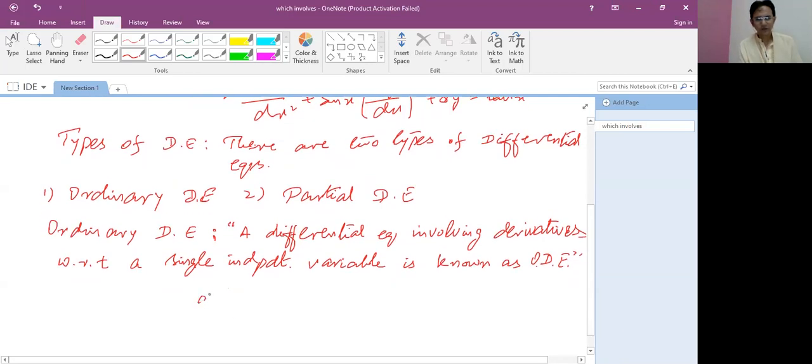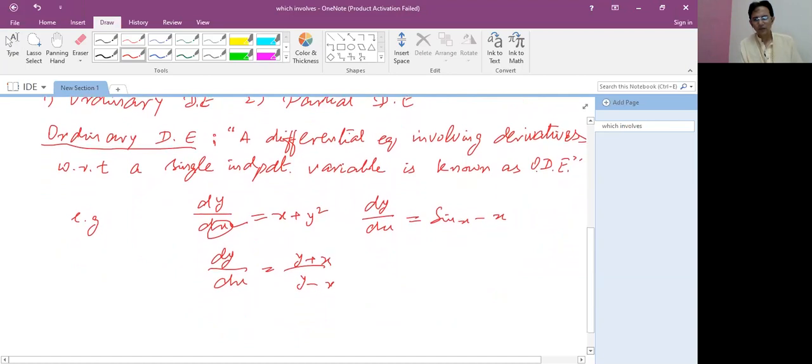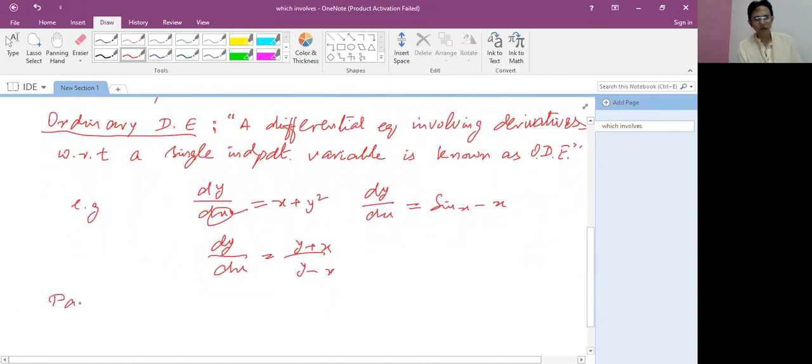It means dy upon dx, a single independent variable. A differential equation involving derivatives with respect to a single independent variable. This is called the independent variable, this is the dependent variable. So dy over dx equals x plus y square; dy over dx equals sine of x minus x; or dy over dx equals y plus x over y minus x. These are examples of ordinary differential equation. Now we will continue, student, and talk about partial differential equation.